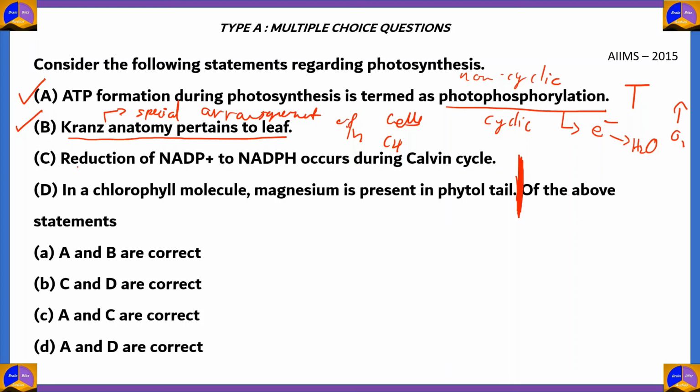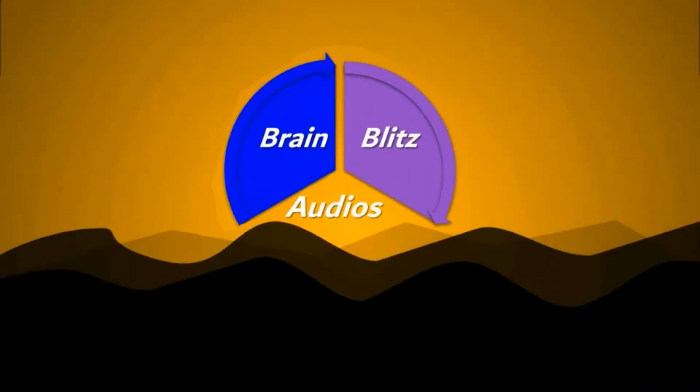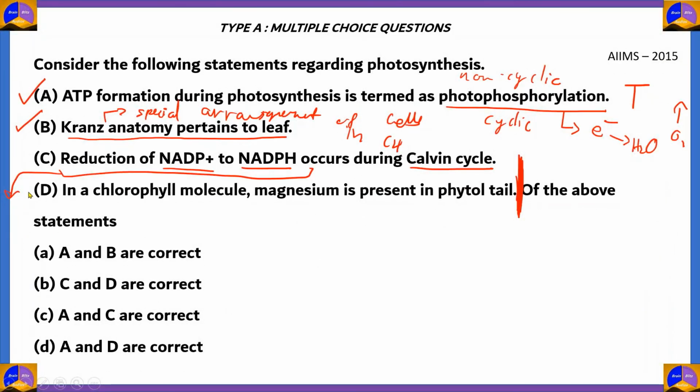What about statement C? Reduction of NADP plus to NADPH occurs during Calvin cycle. In reality, the reduction of NADP plus to NADPH happens during, let's go back, it happens during the phase of photosynthesis known as light reaction. So reduction of NADP plus to NADPH occurs in light reaction, and Calvin cycle is a part of the dark reaction. So therefore, statement C is incorrect.